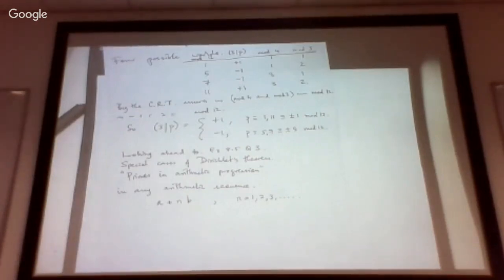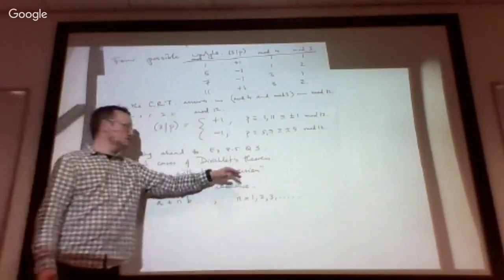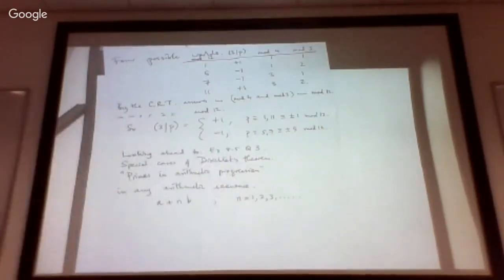Now remember, we proved very early on, on the first page of chapter 3, that there was an infinite number of prime numbers. Arithmetic progression is a phrase you often see used in relation to Dirichlet's theorem. Progression is just another name for a sequence. We proved there's an infinite number of primes, and what Dirichlet's theorem says is the primes are really everywhere.